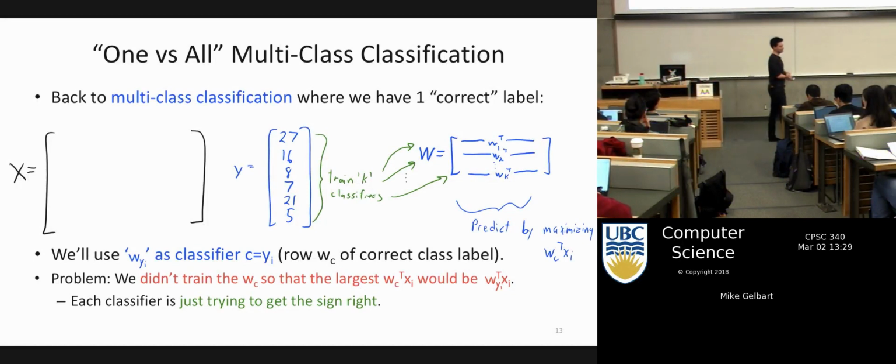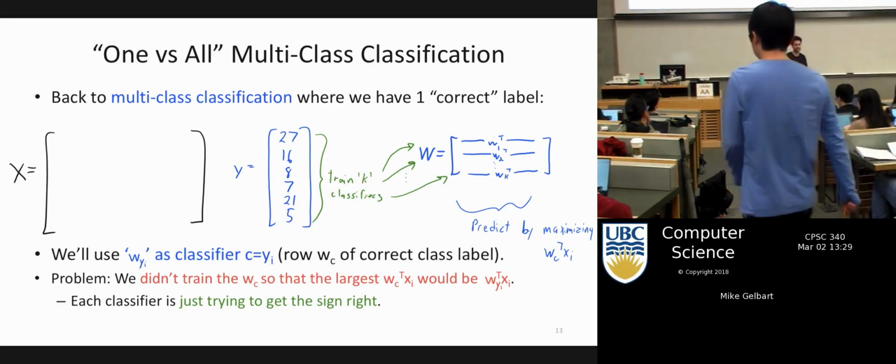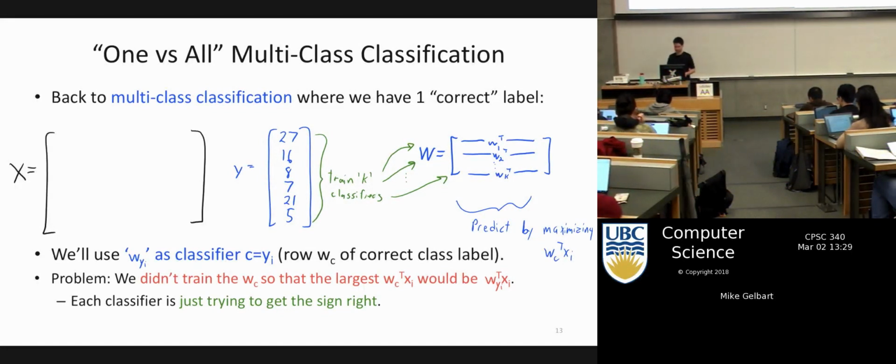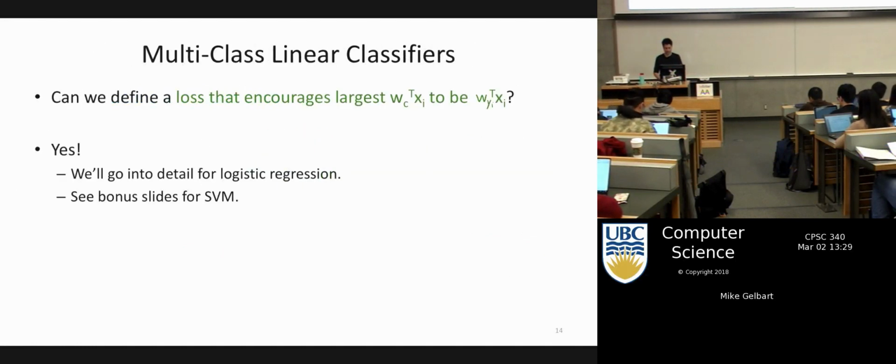And these are kind of standard approaches. So for example, if you look at scikit-learn, the logistic regression class has a hyperparameter for which multi-class strategy you want to use. There's one versus rest, or multinomial, which is the one we're about to talk about. Okay, so can we come up with a loss that does all this at once? Yes. We're going to talk about it for logistic regression in particular today, and you can also do this for SVM, and there's stuff in the bonus slides about that.